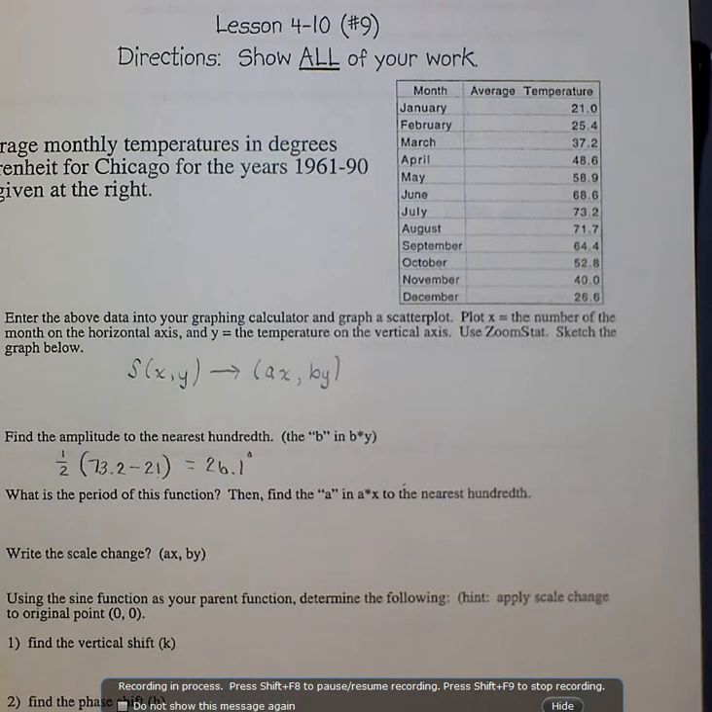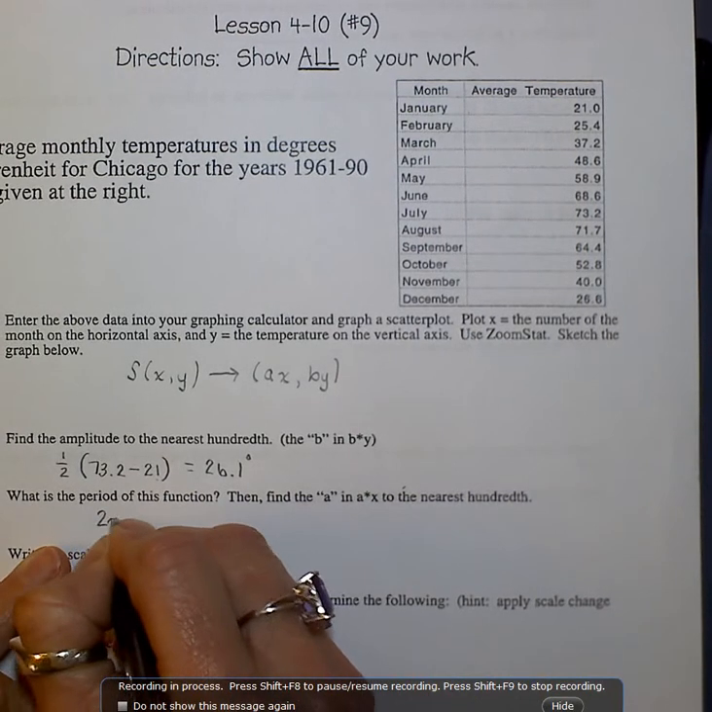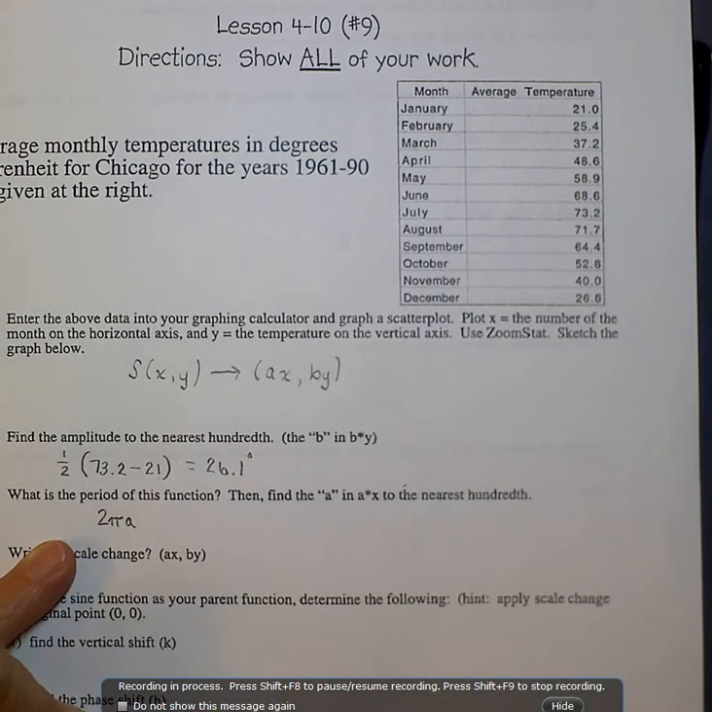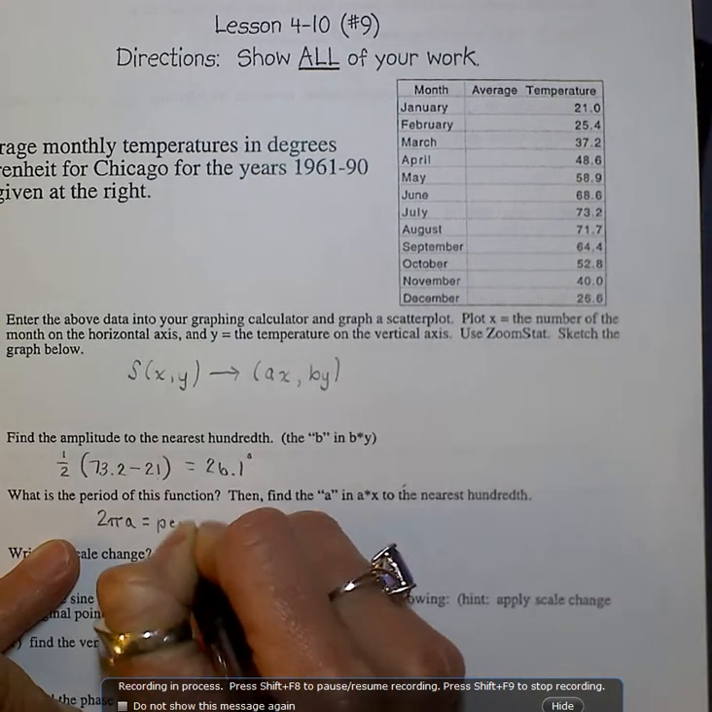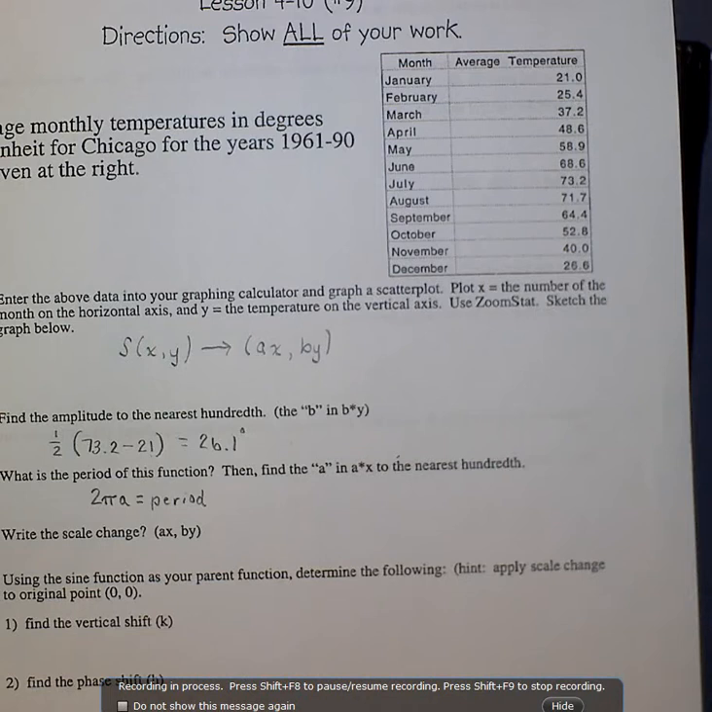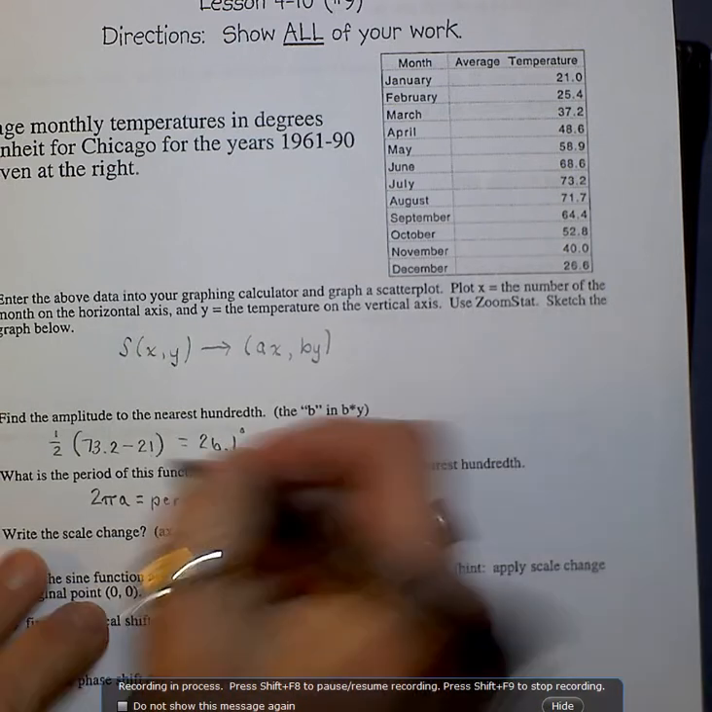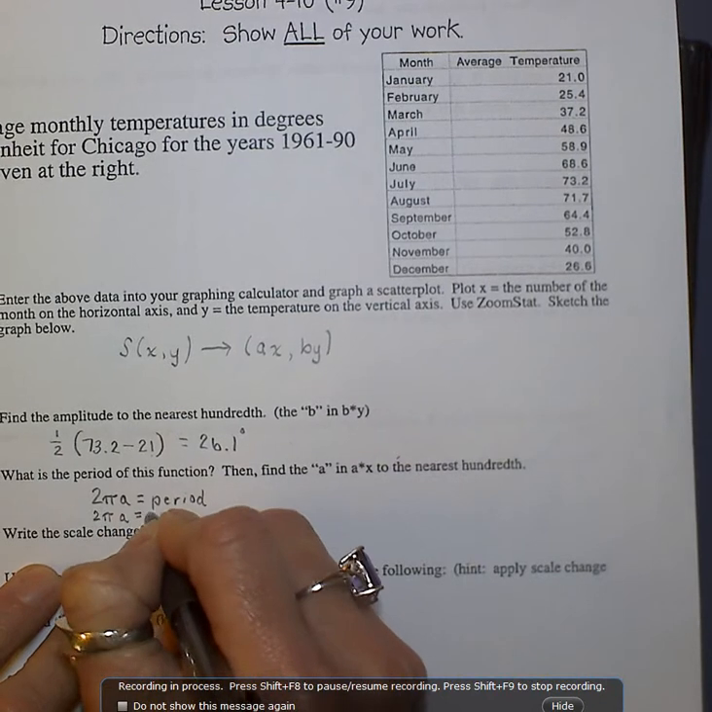Times it by 2 pi. Okay, so we'll do this in radians since that's what we've been spending the majority of our time with in our graphs. So I know that I can find period by taking 2 pi A, and of course if A is negative, I ignore the negative, and that should equal the period. Well, the period is how often this cyclical data repeats itself. And how often do these temperatures repeat themselves? Every 12 months. So 2 pi A has to equal 12.